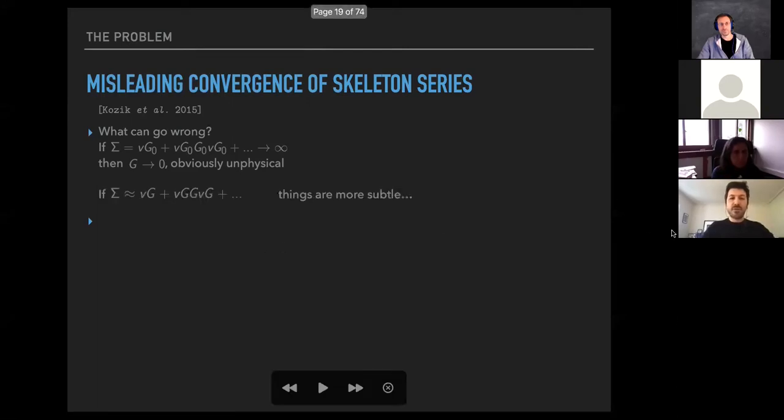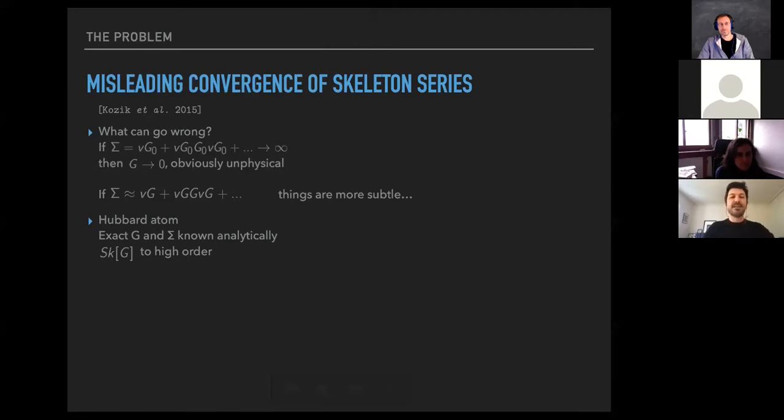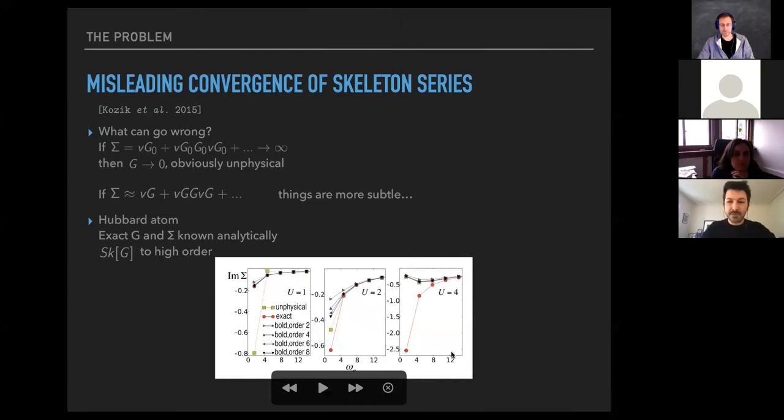When it comes to the skeleton series, things can get more subtle. And here is a brief account of the work by Kozik and collaborators from 2015. They focused on the Hubbard atom, for which they can calculate G and the self-energy analytically, they had access to very high order terms of the skeleton series, and they found this anomalous behavior. So basically, for the weakly coupled regime here, for U equal to 1, this is the convergence of the skeleton series evaluated at the exact G, and you see that it converges correctly to the red line, which is the exact solution. Here as well, but here, you see that it converges not to the red line, but to the yellow line, which is an unphysical solution, which is not the correct self-energy.